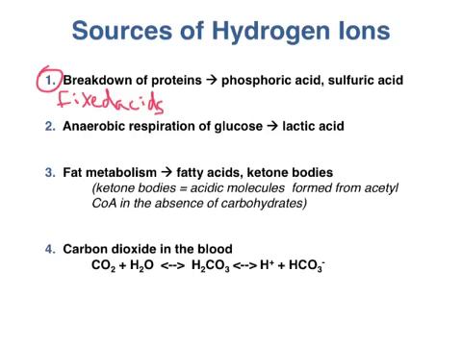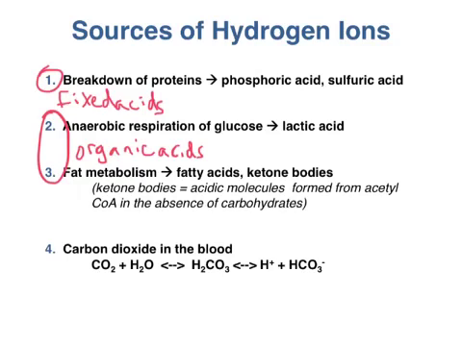You can also get hydrogen ions coming from anaerobic respiration of glucose, forming lactic acid, which dissociates to release some hydrogen ions, and hydrogen ions formed from fat metabolism and the production of fatty acids and ketone bodies. These are referred to as organic acids. And usually, under normal conditions, they're pretty rapidly broken down, pretty rapidly metabolized. They don't usually accumulate to significant levels where they can actually affect the pH.